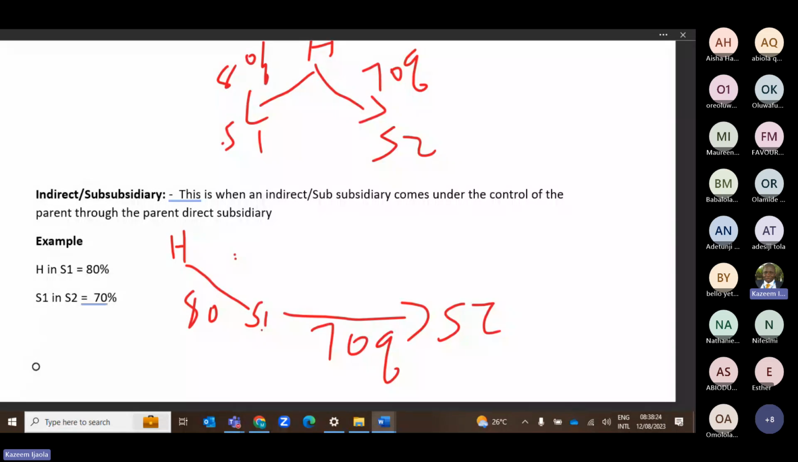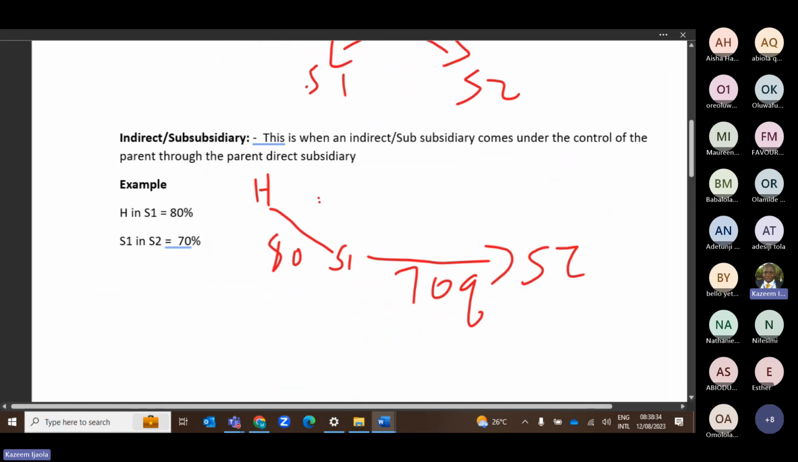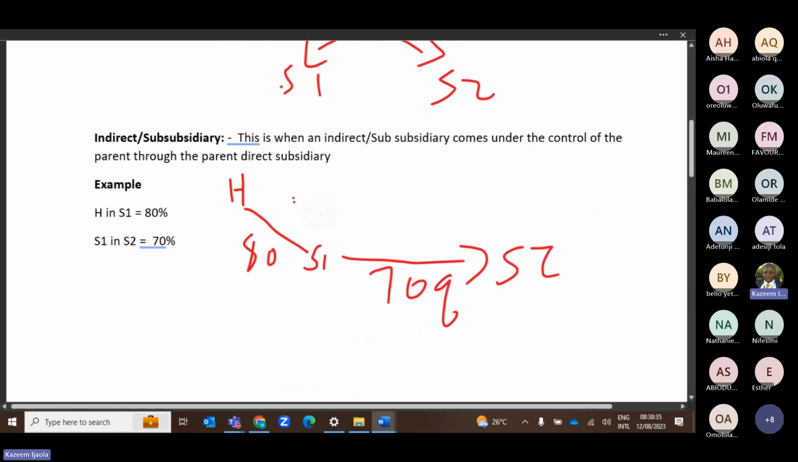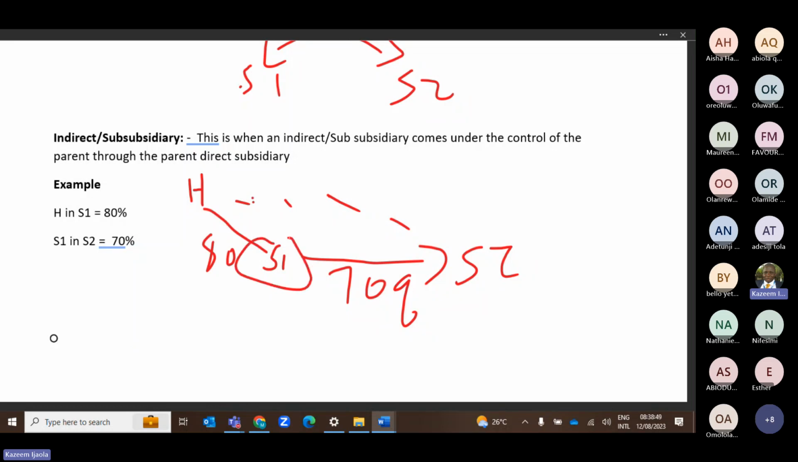In this case, if you want to know the indirect holding between H and S2, all you need to do is to first of all check how many percent H owns in X1.